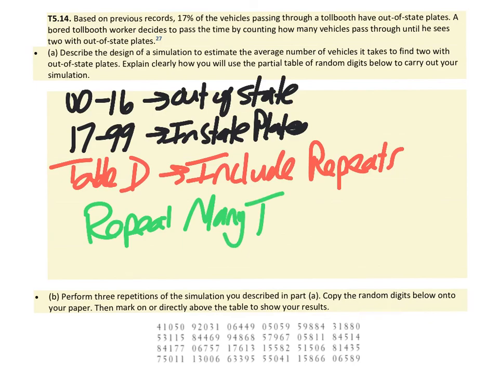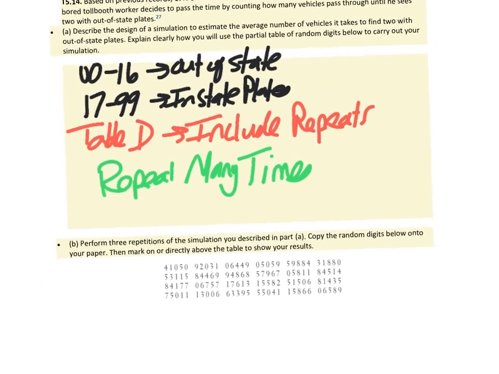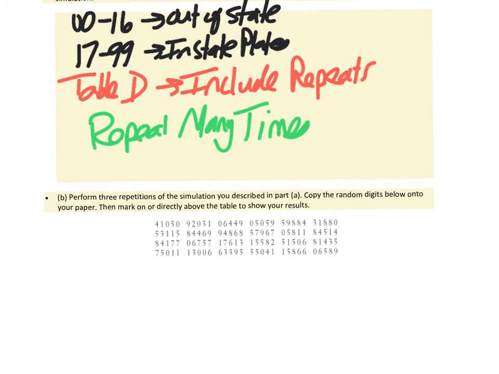And then part B wants us to go ahead and perform that simulation. So if we do that, they want us to do it 3 times. So the first simulation for this one, what we're going to get is we have 41, 05, and 09. And these two are going to be our out-of-state cars, and that will be it for that.